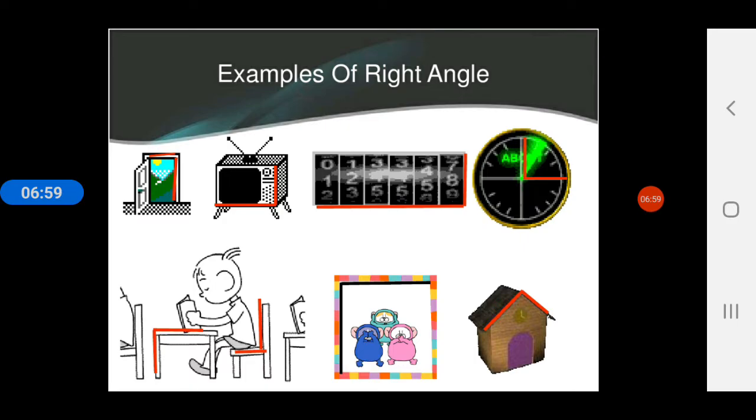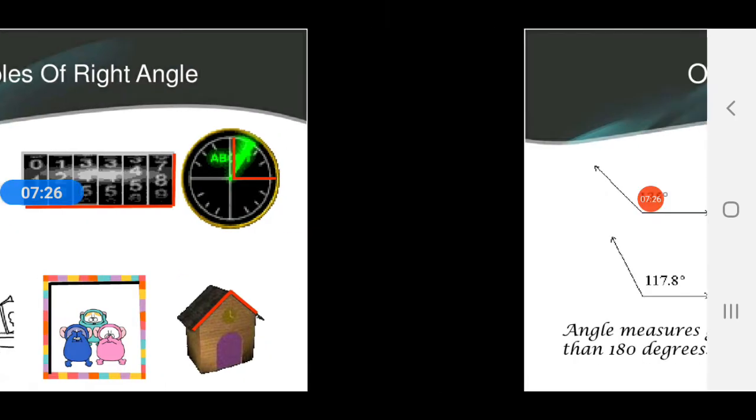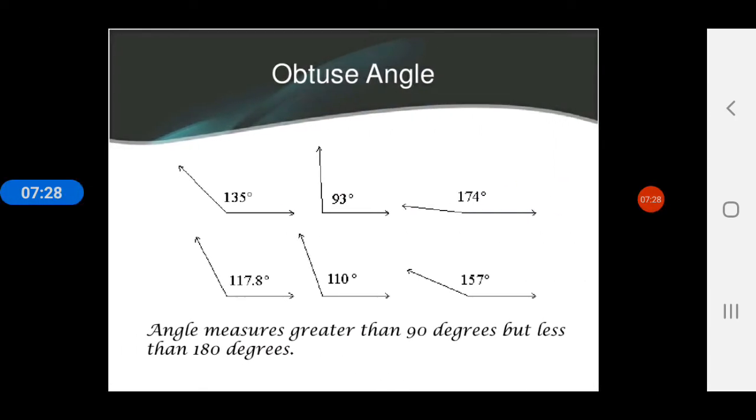Examples of right angles. See, your door, then the ends of your TV. Then so many examples are there. The books, the chair, the window you can see. Then in the house also, you can see many right angles around you. Many almirahs will be around you, which are examples of perfect right angles. You can find that. Now next is the obtuse angle.